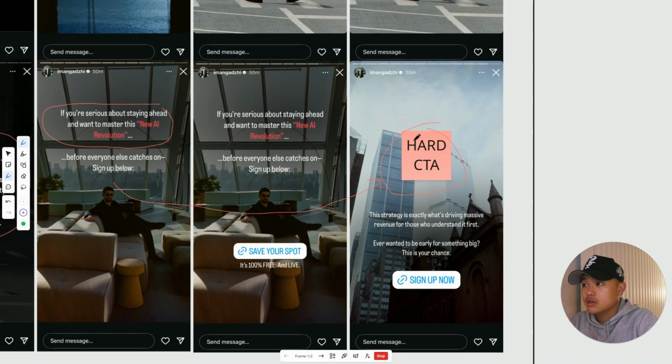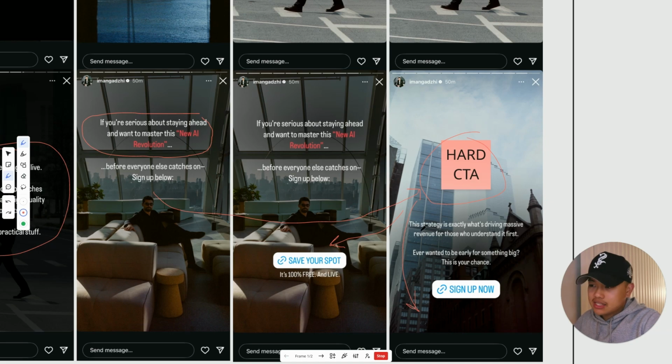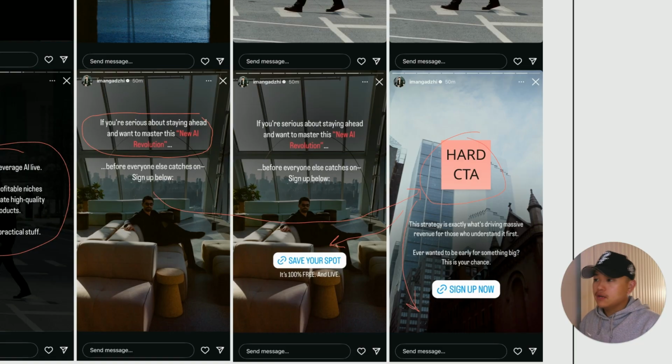And then this is where he does the hard CTA here. As you can see, sign up right here, and then also save your spot. And these are basically the same links. He's just putting it into two different slides just so that he has more exposure. And also, this is just a big eye opener for people who do not want to be left behind.